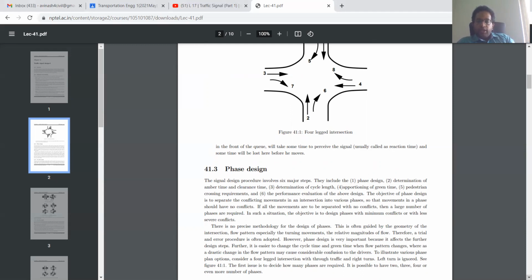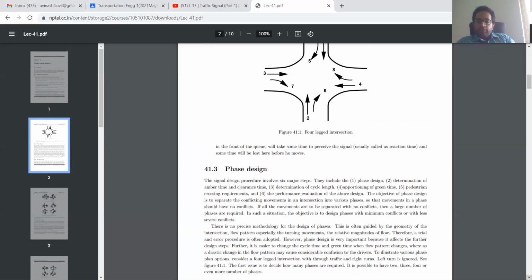Now, what is the objective of the phase design? The objective of phase design is to separate the conflicting movements in an intersection. What are the conflicting movements in an intersection? The conflicting movements will be split up or separated into various phases so that within a phase there is no chance of conflict.